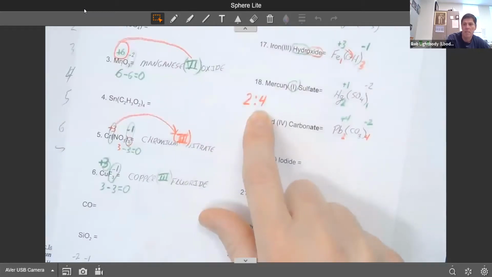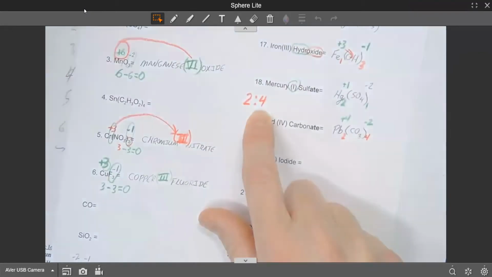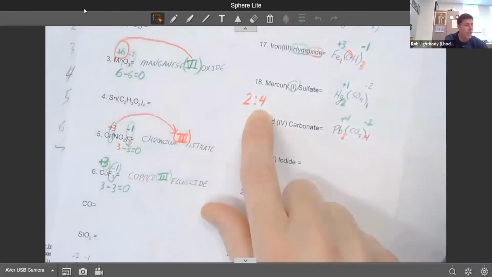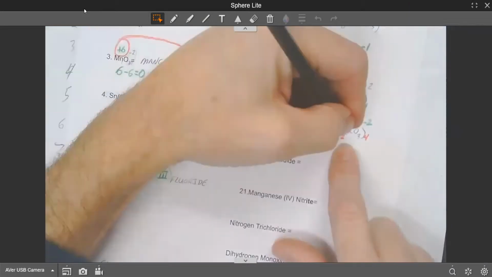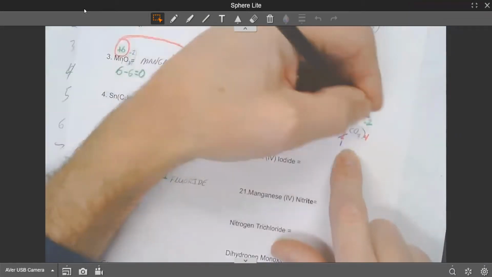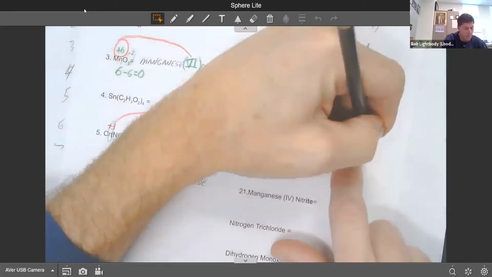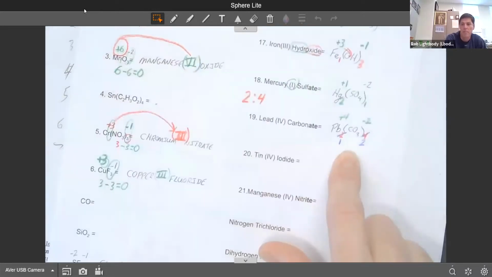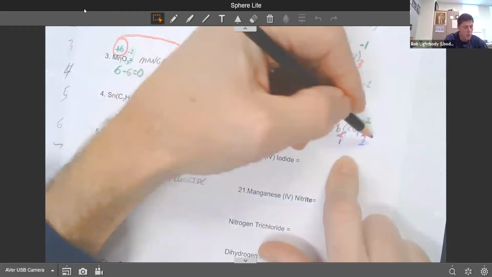No. You always have to simplify with ratios. We do the same thing. In this case, we divide them both by the smallest. That's how we get it. It becomes a 1 to 2. 1 times 4 is 4. 2 times 2 is 4.